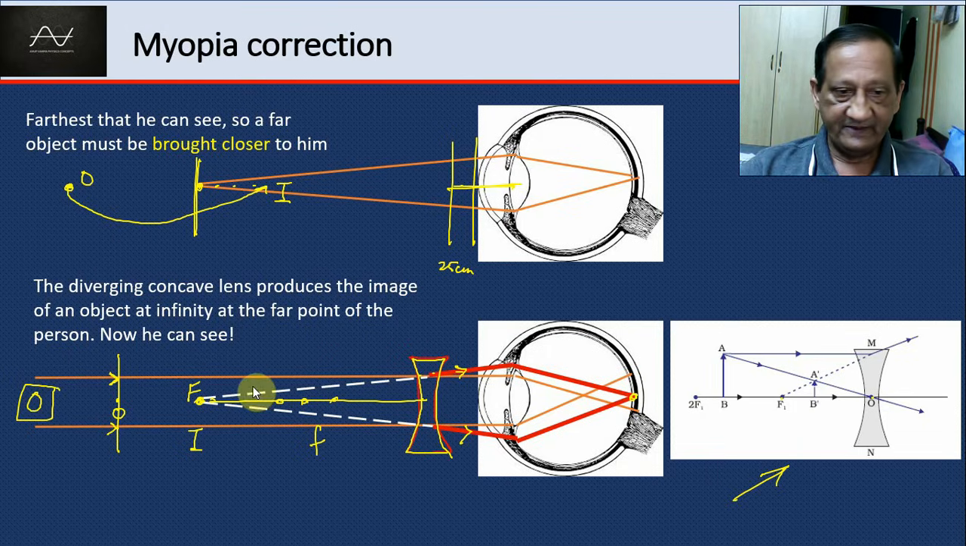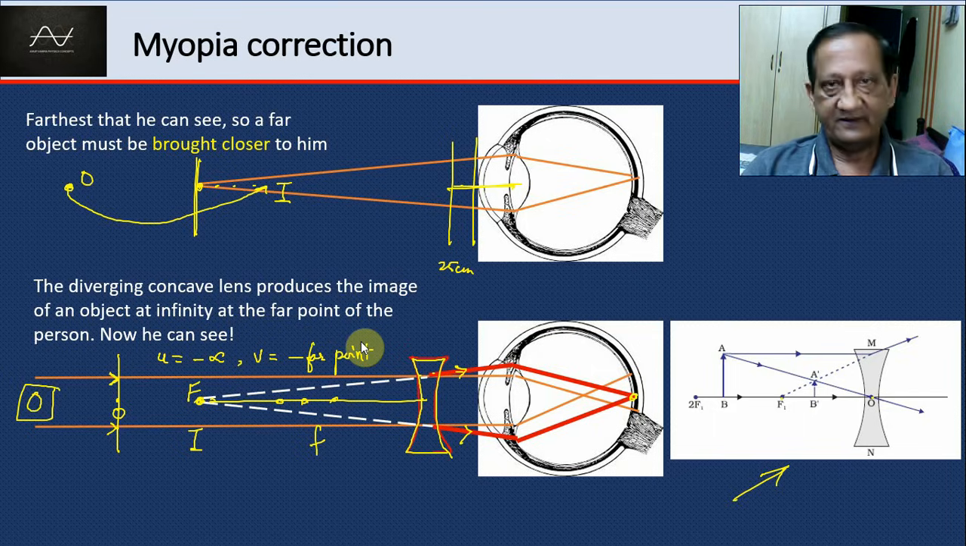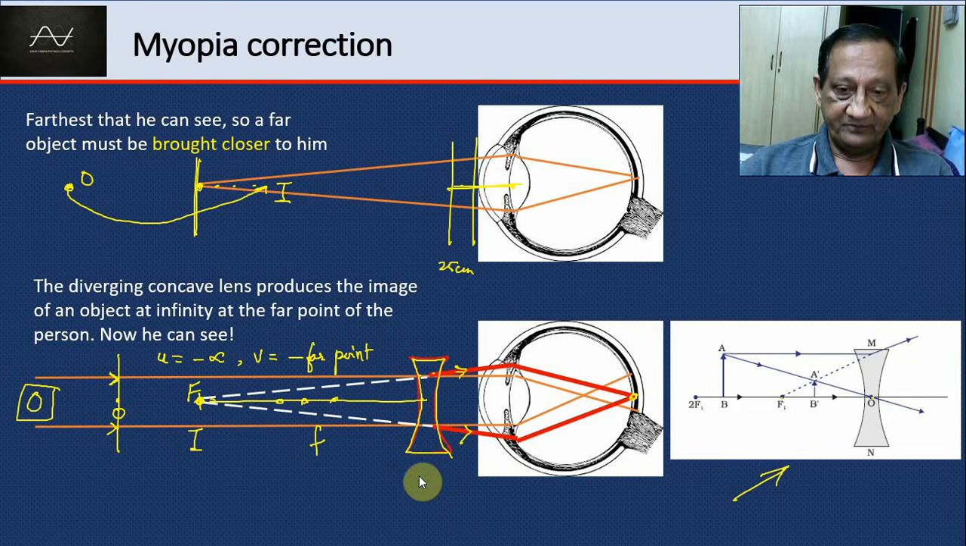That is basically the u is minus infinity for this lens, and the v is minus the far point. Far point is some number, say 100 centimeter. v is minus. So you have the u and the v. From the lens formula, you can calculate the focal length and decide on this lens accordingly.